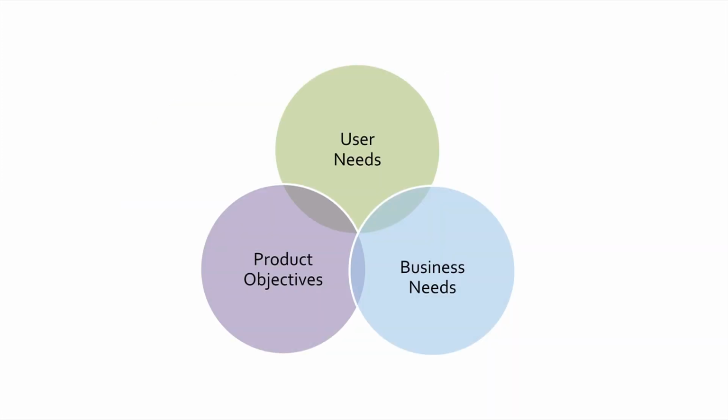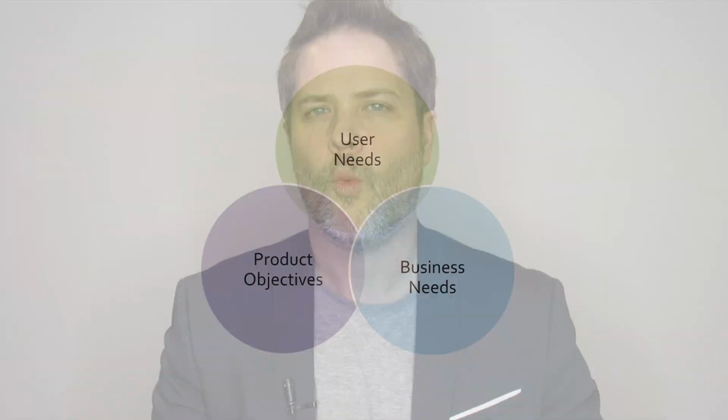Let's expand our two-point system a little bit further and bring in business needs as well. To understand product objectives further, we need to get an understanding of the business itself. Where is it going? How is it growing? What are the next steps? If we can understand the business better, then the product objectives become easier to discern.